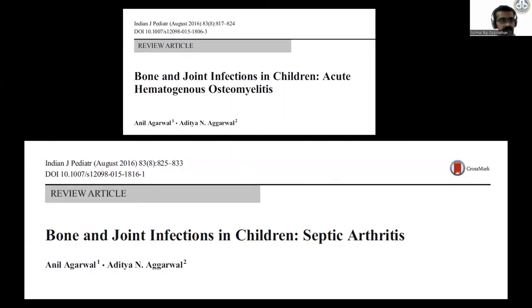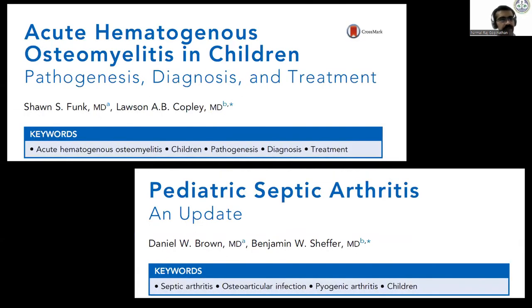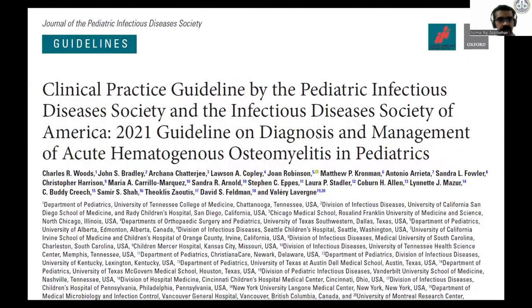So my references: two papers from Dr. Anil Agarwal. This is from OCNA, which talks about hematogenous osteomyelitis and septic arthritis. And this one is from the 2021 Chest Disease Society. Thank you for giving me this opportunity.